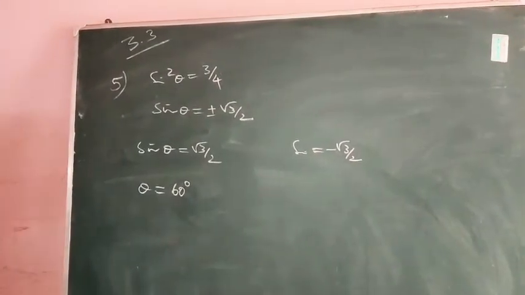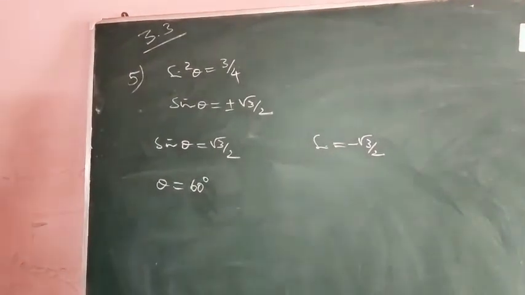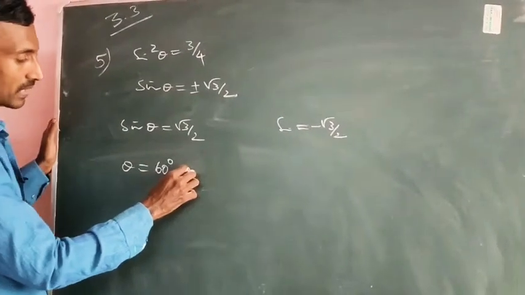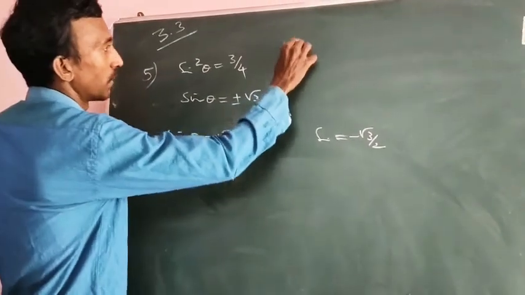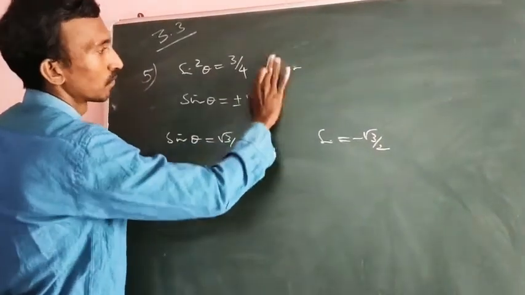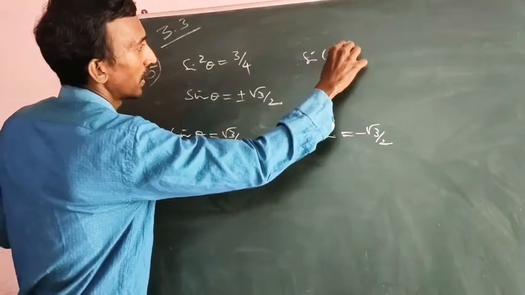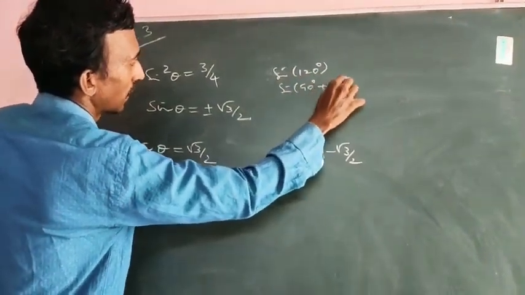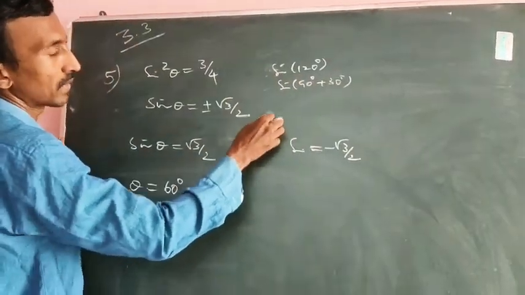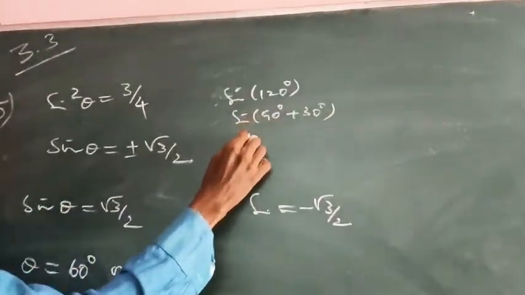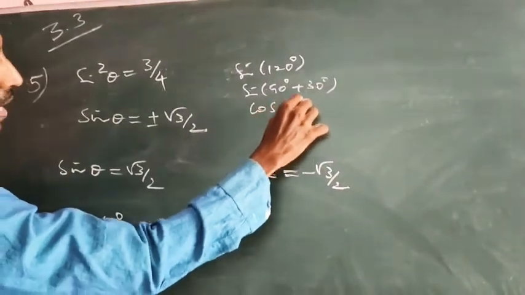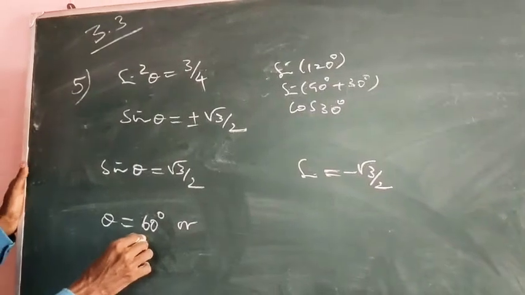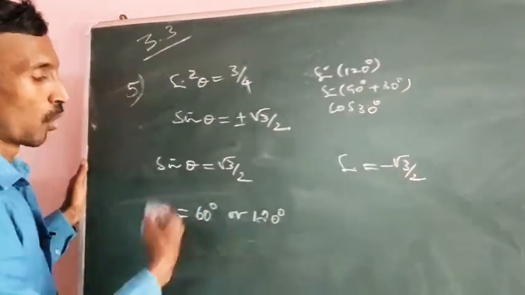So the question is to check all the angles. We have to find any other angles possible. For example, consider 120 degree. Sin 120 degree can be written as sin of 90 plus 30. In the second quadrant sin is positive, and sin of 90 plus 30 becomes cos 30, again root 3 by 2. So here we are getting two possibilities, either 60 or 120. No other angles are possible.